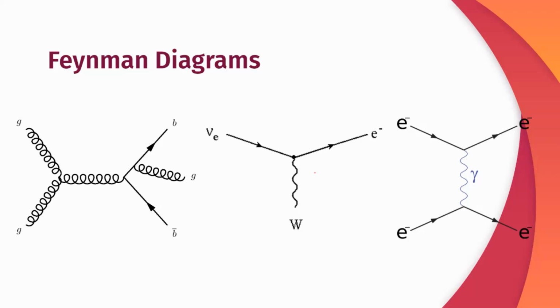And then in this final process over here, we just have two electrons coming in. And then this first electron is going to emit a photon and then turn into this final electron. And then this other incoming electron is going to absorb that photon and then turn into this outgoing electron. So we just have electron to electron scattering in this example.